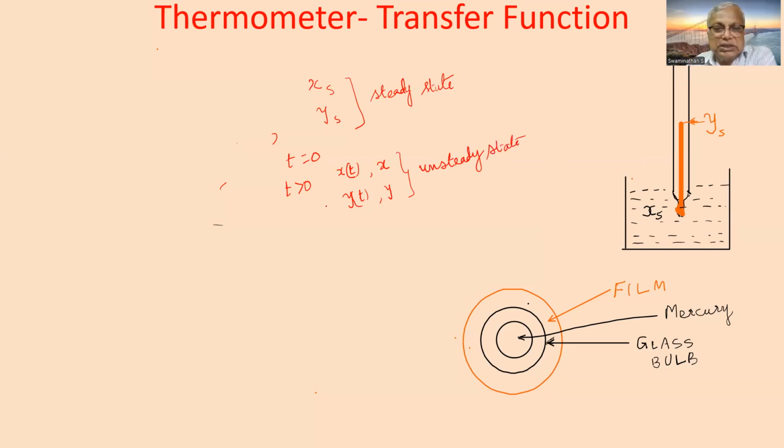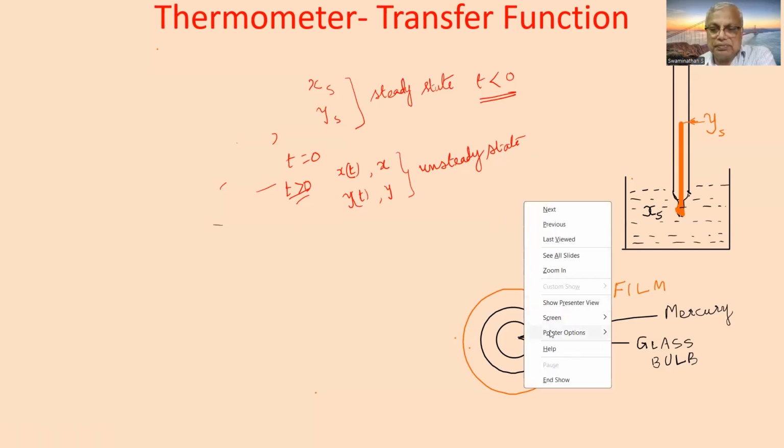So unsteady state is t greater than 0, and steady state is t less than 0. Now consider the transfer function relating Y and X. X is the input for the thermometer and Y is the output. The output variable of the thermometer is Y, and the input variable is X. The transfer function relating these two variables will be first order, as we are going to derive.